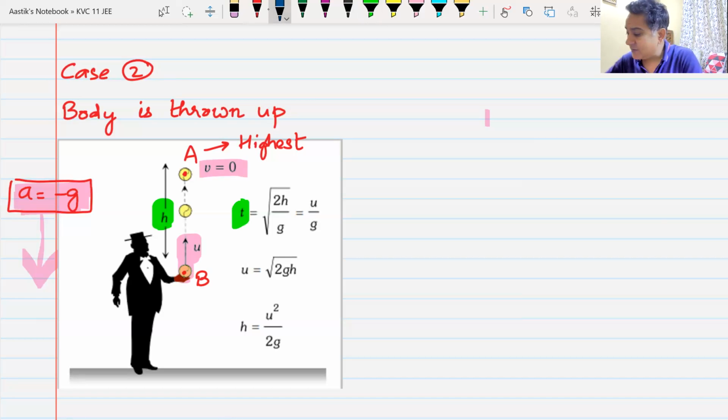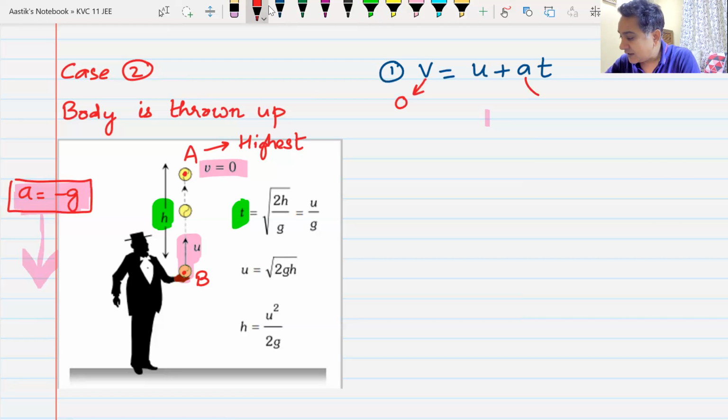The thing is very simple. We are going to apply our equation. What is the first equation that we know? v is equal to u plus at. What are the things that we know? We know that v, final velocity, is 0. We know that the acceleration is minus g, and we know the value of u is plus u. Why am I writing it as plus u?